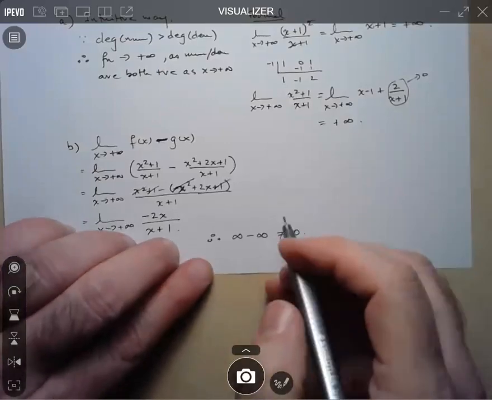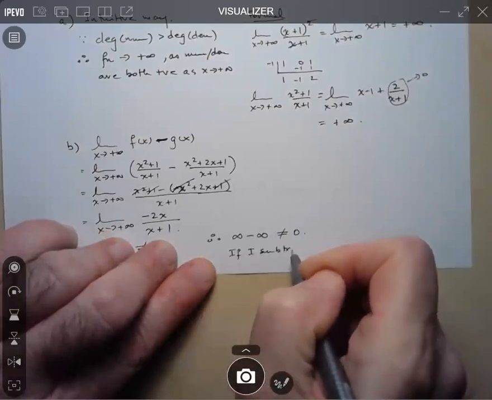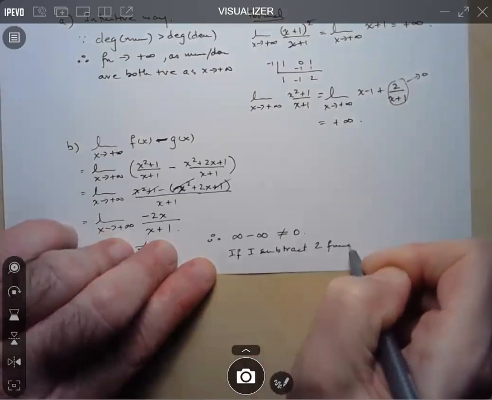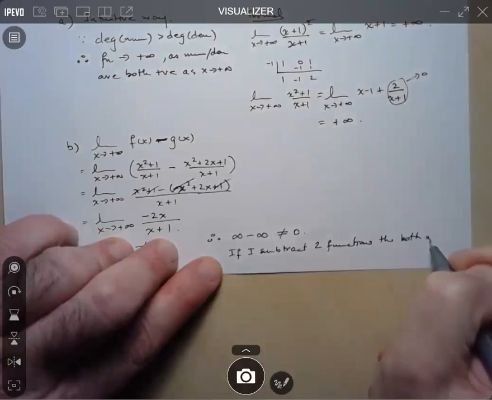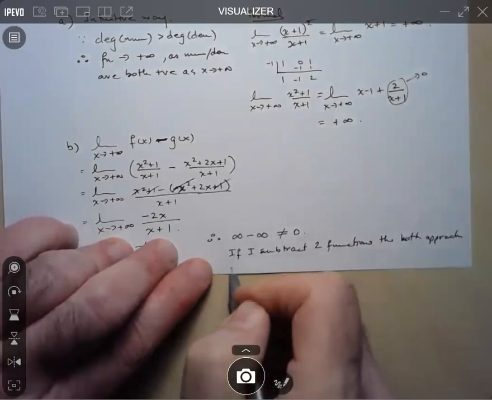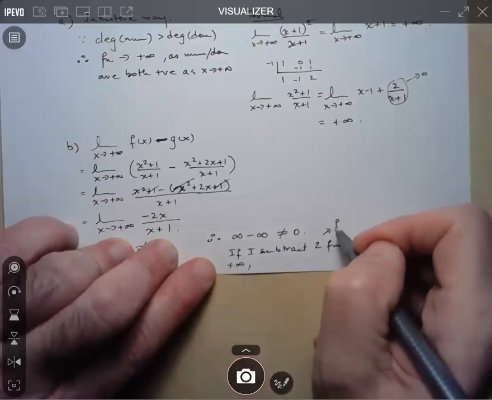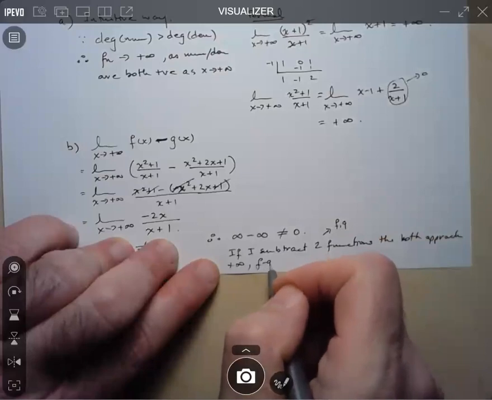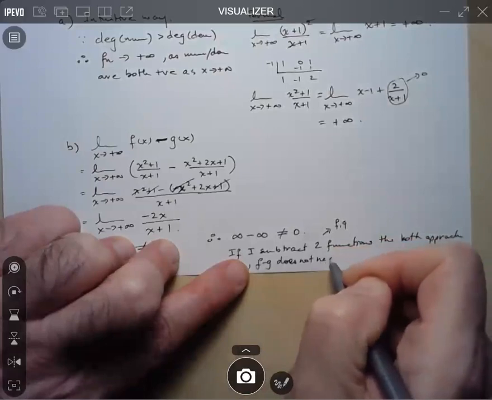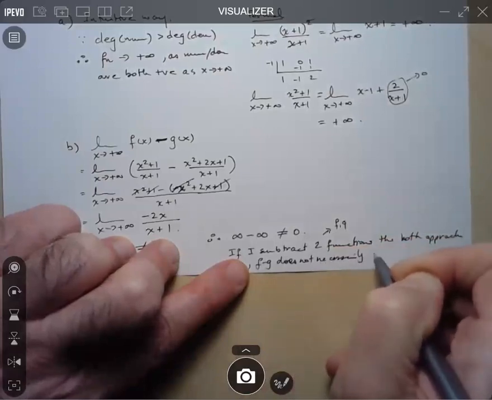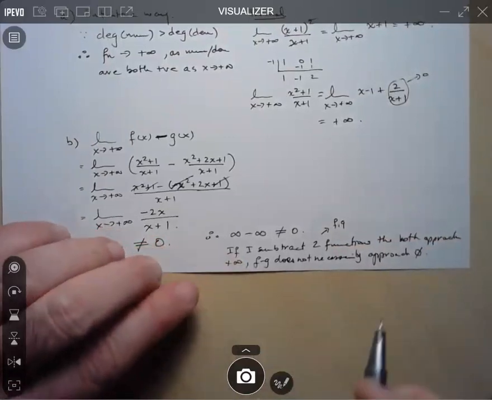So this means that if I subtract two functions that both approach positive infinity, and say here I should have called them f and g, then f minus g does not necessarily approach 0. Okay, that's what this is saying.